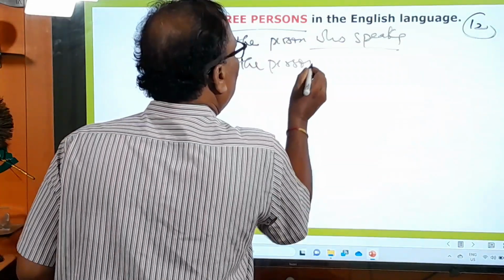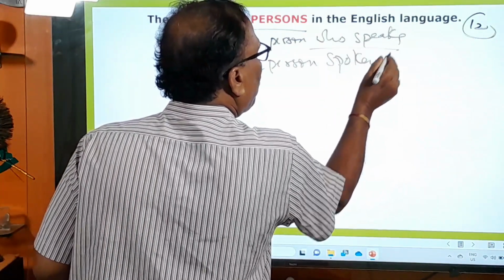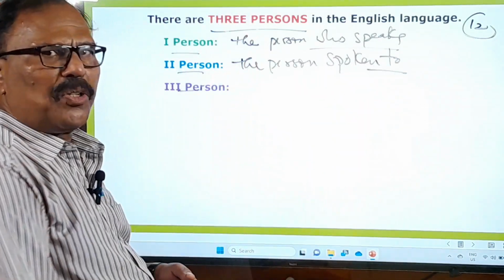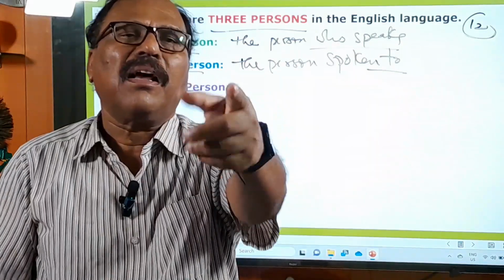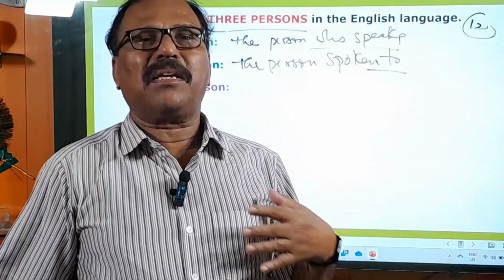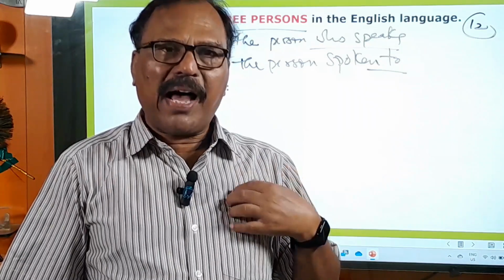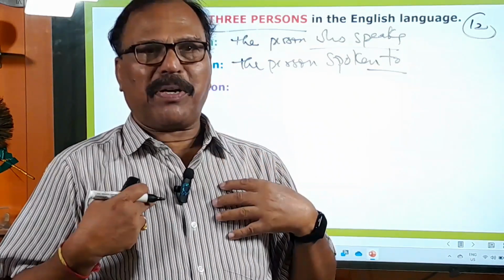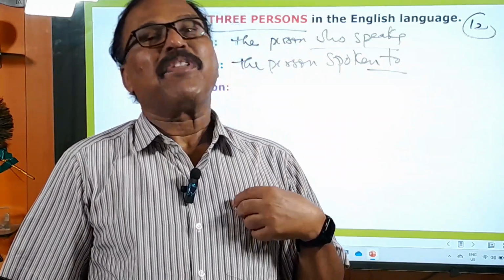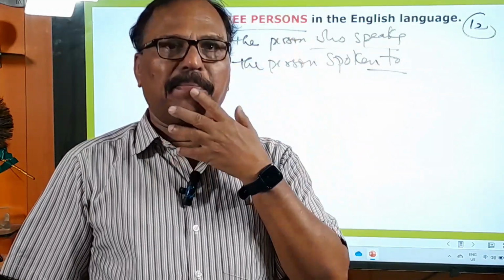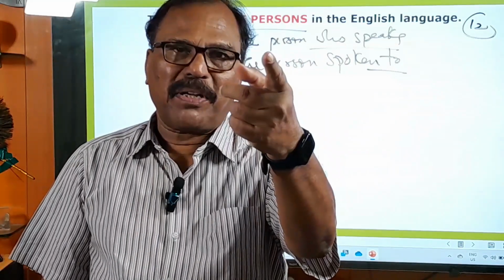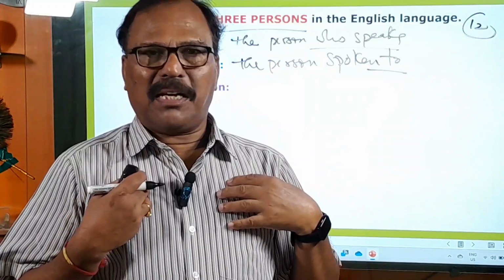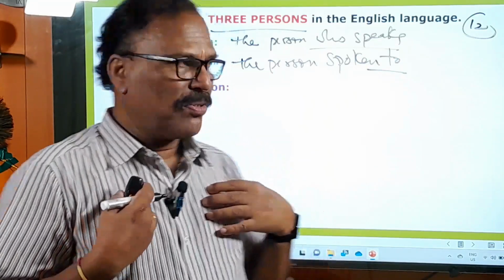The person spoken to. The person spoken to means ఎవడితో మాట్లాడితే that is only the second person. Suppose if I speak to you, I am the first person and you are the second person. Suppose you are speaking to me, then you become the first person and I become the second person. Okay, hope you have understood this second person also.